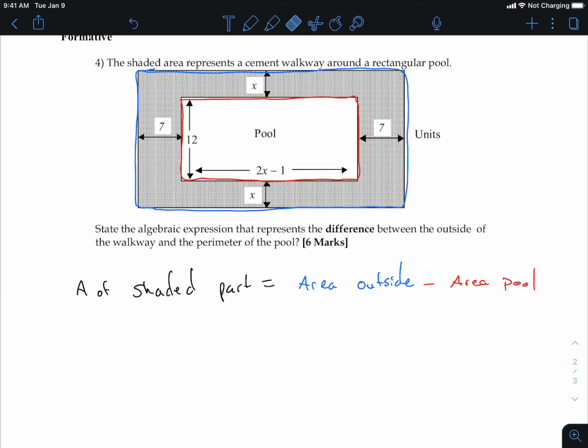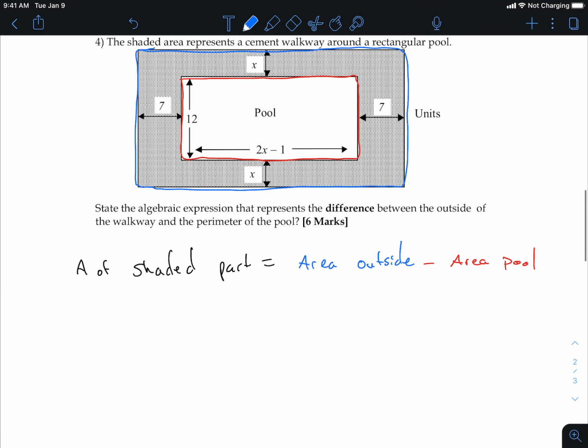Okay? You may or may not have an issue with this next part. So we're going to have to do, let's do the outside first, okay? So, what's the area of any rectangle?